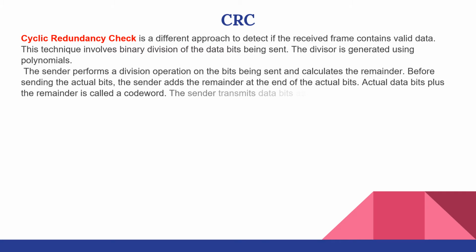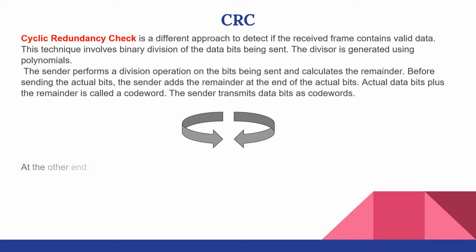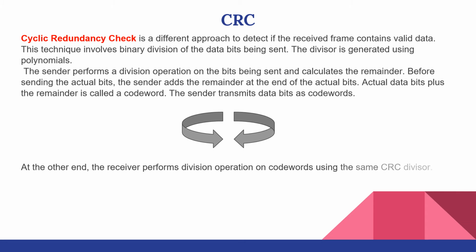Now, actual data bits plus the remainder is called a code word. The sender transmits data bits as code words. At the other end, the receiver performs division operation on code words using the same CRC divisor. If the remainder contains all zeros, the data bits are accepted. Otherwise, it is considered that some data corruption occurred in transit.